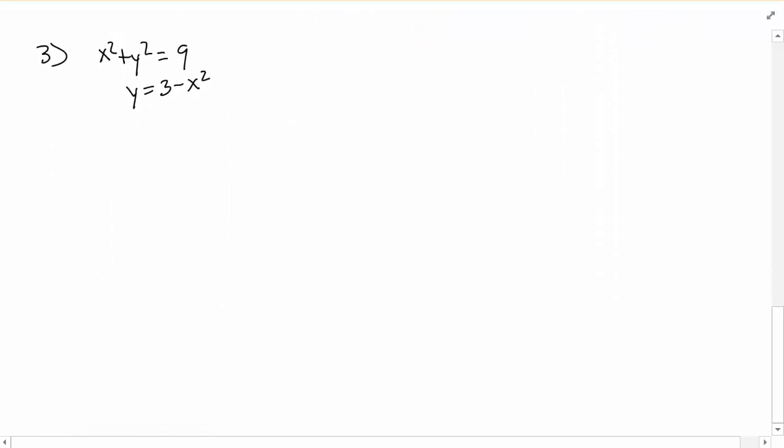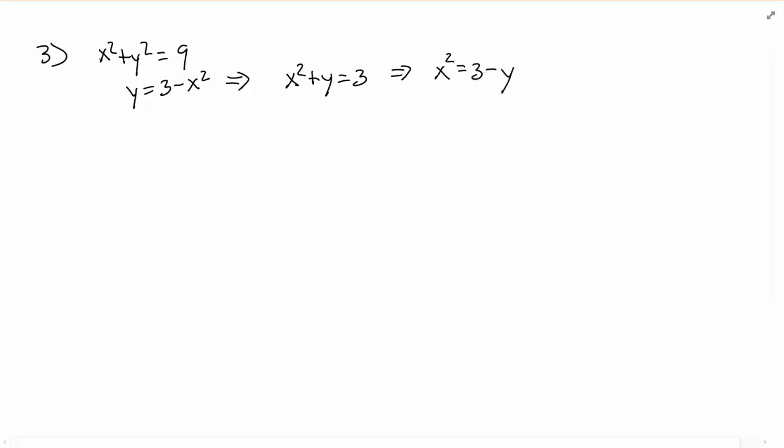Last one, let's go with x squared plus y squared is equal to 9, and y is equal to 3 minus x squared. So I'm going to do something a little different on this one, because if I just plug in that y is equal to 3 minus x squared into the first one, I would get an equation that has x to the 4th in it. I don't want to do that. That sounds a little harder than, how about if I go with x squared plus y is equal to 3, which means x squared is equal to 3 minus y. So I'm going to replace the whole x squared with 3 minus y, because x squared I just figured out was equal to 3 minus y.